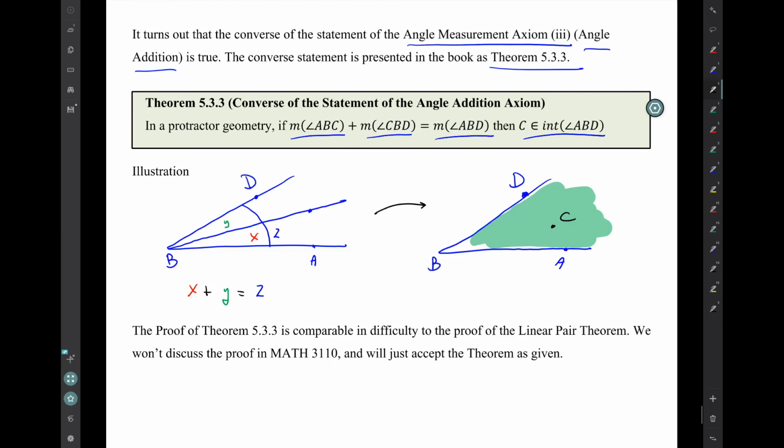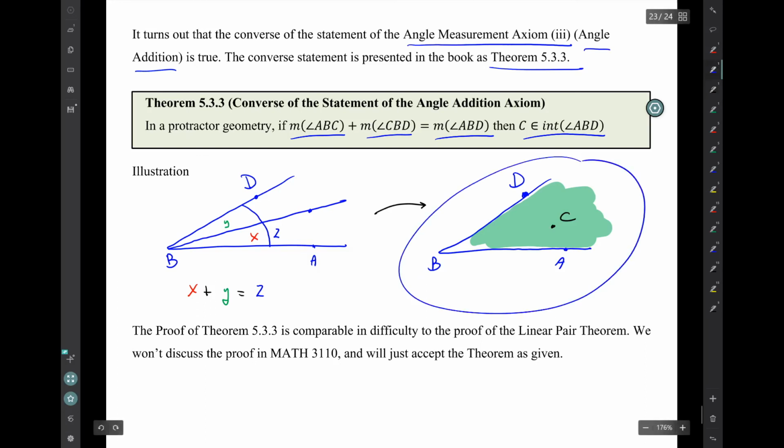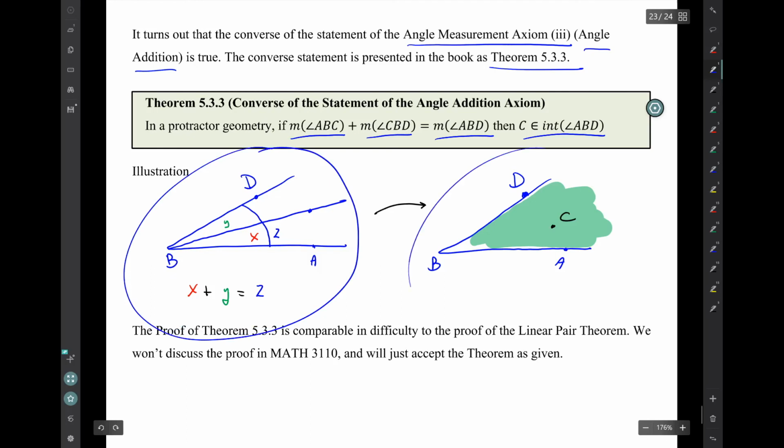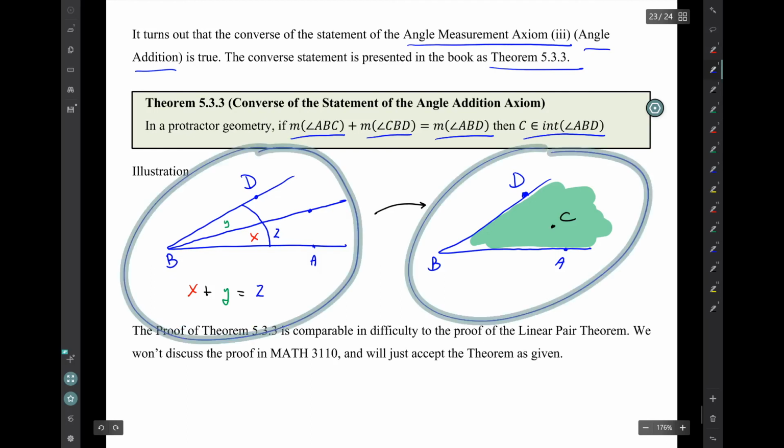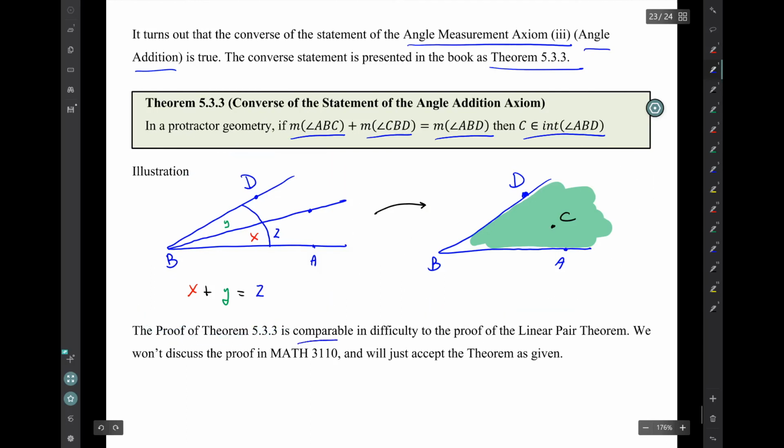So notice these drawings are the reversed drawings from the angle addition axiom. The angle addition axiom says if you have a point in the interior of an angle, then the angle measures add up. The converse statement is if the angle measures add up, then that point is in the interior of that angle. Now the proof of this theorem is comparable in difficulty to the proof of the linear pair theorem. It's proven in the book, but I won't discuss the proof in this course. We'll just accept the theorem as given.